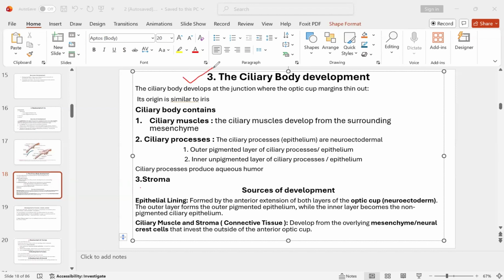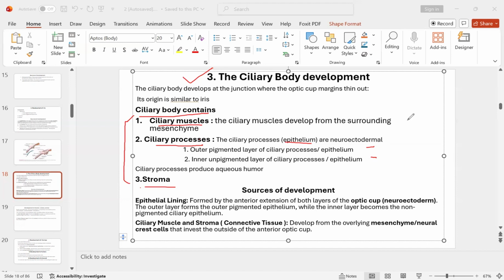So let's start the development of ciliary body with the composition of ciliary body. The ciliary body is composed of three main components, and what these components are: number one, ciliary muscles; number two, ciliary processes; number three, stroma. We can call ciliary process as ciliary epithelium as well, and the ciliary epithelium or the ciliary processes are composed of two layers, and what these layers are: number one, outer pigmented layer of ciliary process or epithelium; number two, inner unpigmented layer of ciliary process or epithelium.